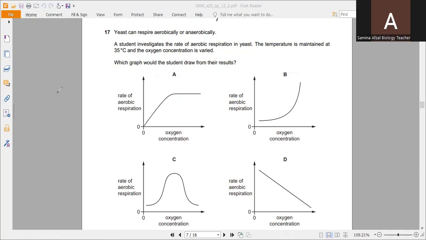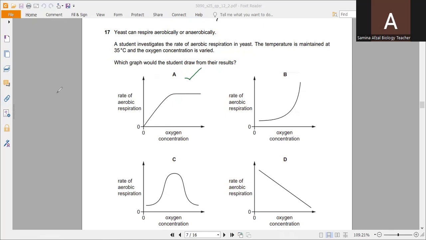So it becomes a point which is the saturation point. So the graph levels off. This happens because oxygen is no longer the limiting factor. So option A can be the correct one. Let me see the other options.